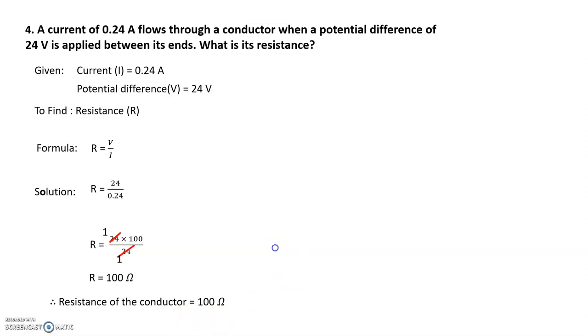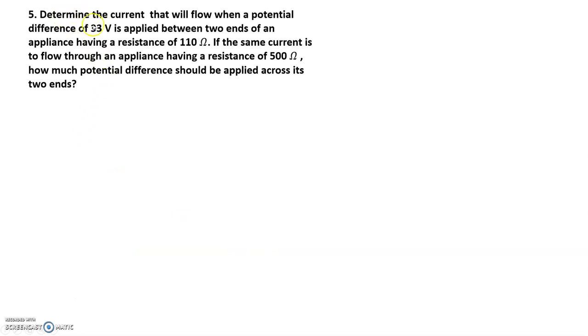Let's begin with sum number 5. Determine the current that will flow when a potential difference of 33 volt is applied between 2 ends of an appliance having a resistance of 110 ohms. If the same current is to flow through an appliance having a resistance of 500 ohms, how much potential difference should be applied across its 2 ends? So my dear children, there are 2 parts in the sum. So let's do the first part and then the second part.